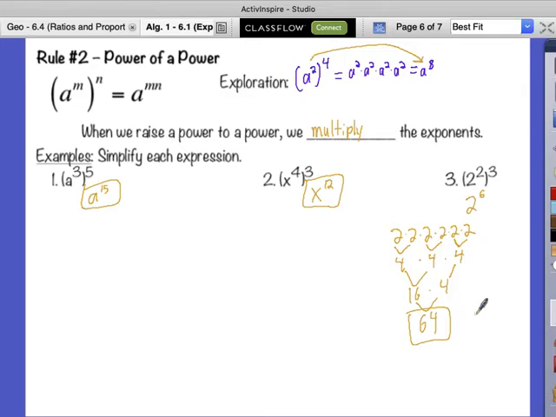Does what I did here make sense? Yeah. Okay, I just went down the line. 2 times 2 is 4, 8, 16, 32, 64. You want to do it that way? You can. Okay, questions on that?